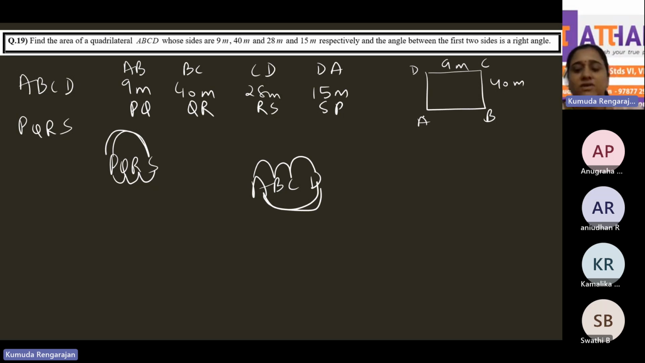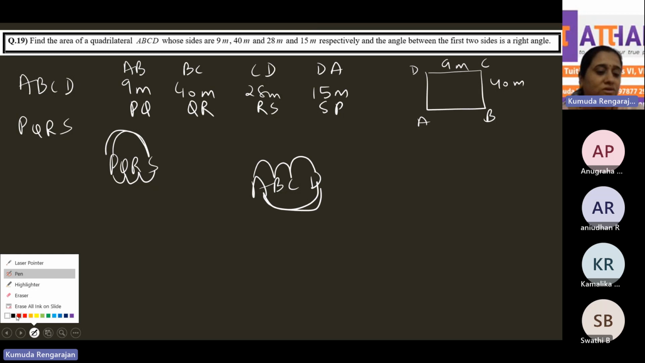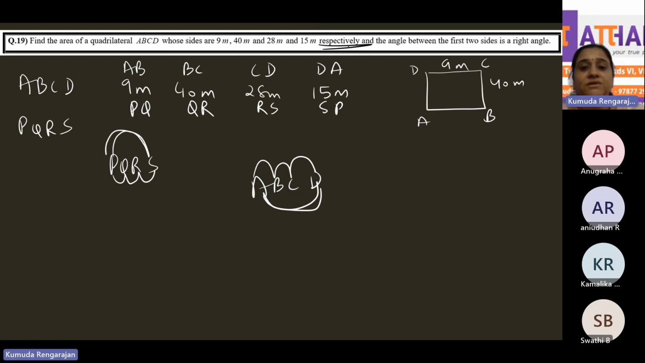See, I cannot mark it like this, A, B, C, D, and I cannot write 9 meters for CD. That's wrong. CD is not 9 meters. AB is 9 meters. Nothing else is given, but it is understood, that's why "respectively" is mentioned there. Why that word respectively? You should take it in the order. This is AB, BC, CD, and AD.